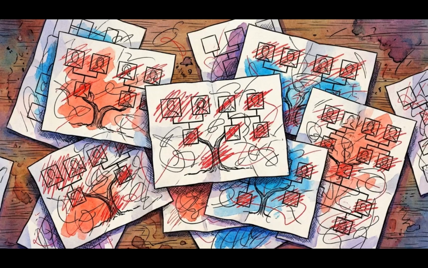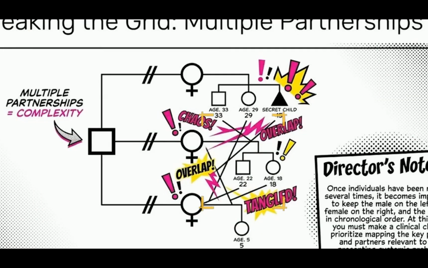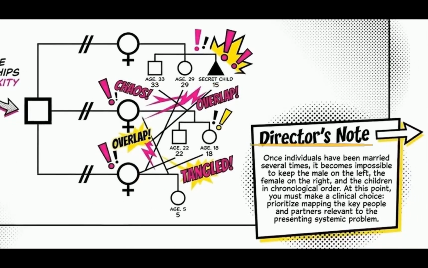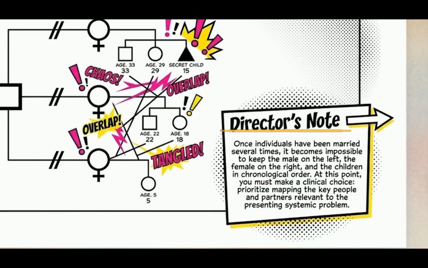Modern clinical realities rarely follow a neat, linear progression. Therapists frequently encounter complex, overlapping family structures. This diagram reveals the visual chaos that occurs when an individual has multiple overlapping marriages. The grid quickly becomes tangled. When complexity reaches this level, the clinician must abandon the standard left-to-right timeline, prioritizing the partners and children relevant to the presenting problem.